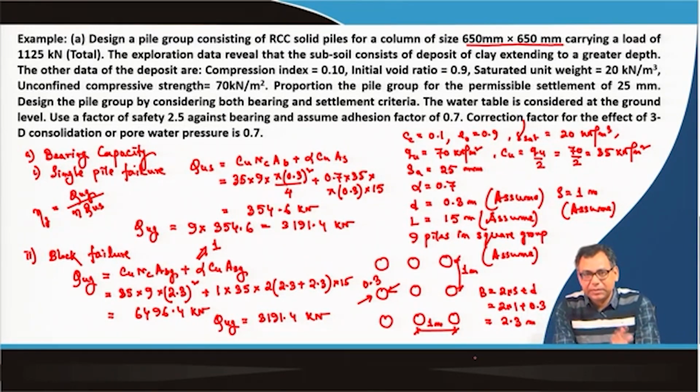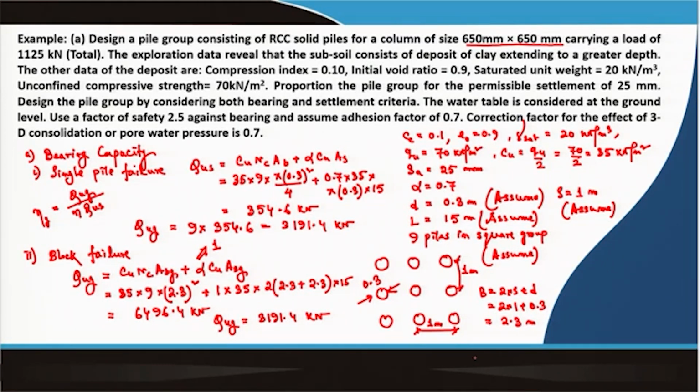As I discussed in my previous class, if the spacing is sufficiently large, then block failure will not occur. Then the pile will fail as single pile failure. In that case, your efficiency will be 1. So, here this is the case. That means the block failure is not occurring, it is the single pile failure that is occurring. That is why that is the lowest value compared to the single pile and the block pile failure. So, here efficiency will be 1. We cannot say this is the efficiency.